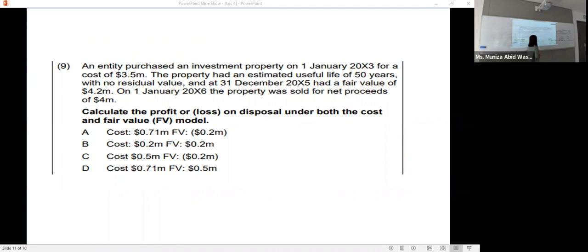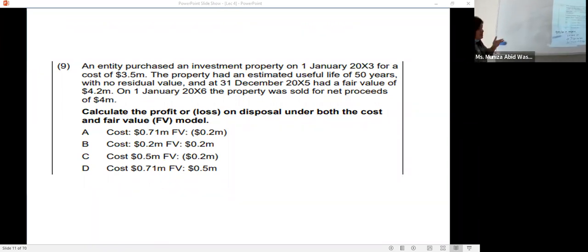It's a profit. So if cost model has been used, there must be a profit of $0.71 million. If fair value model would have been used, there is a loss of $0.2 million. So negative, it's loss. Is it, students? So which option is the correct one? Option A is the.